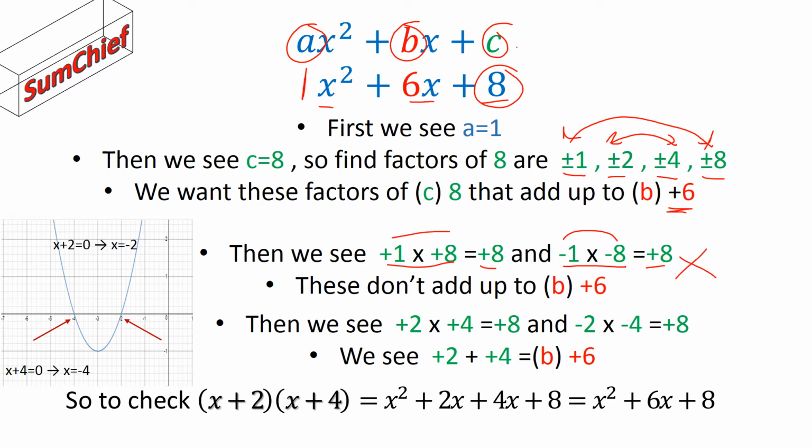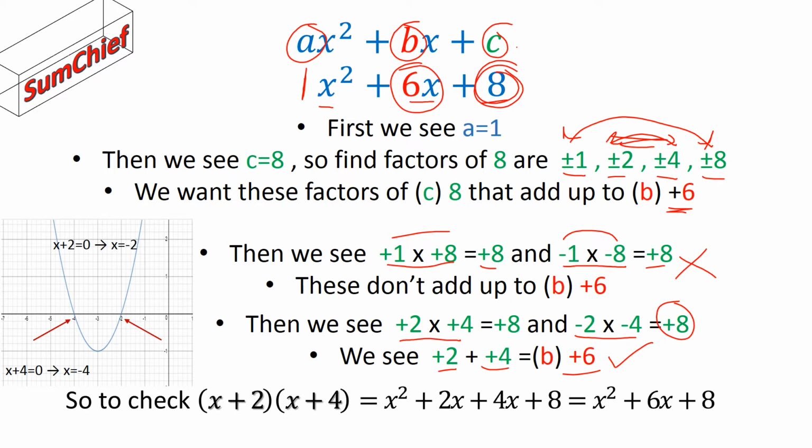Okay, so now we see we've got plus 2 and plus 4. Plus 2 times plus 4 and minus 2 times minus 4 are both plus 8, so that's looking promising. Now we see plus 2 plus plus 4 equals 6, so that's looking spot on. This is what we want. When we get the plus 2 and the plus 4, we can multiply them together and get 8, and add them together and get 6.